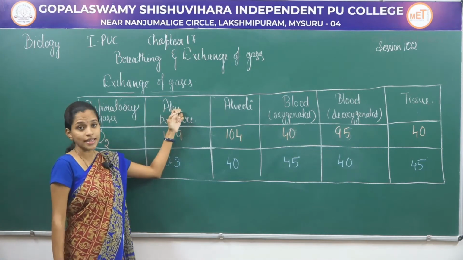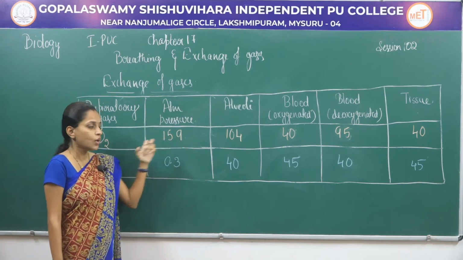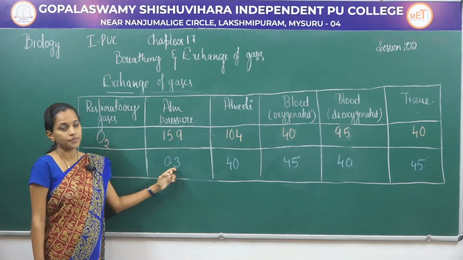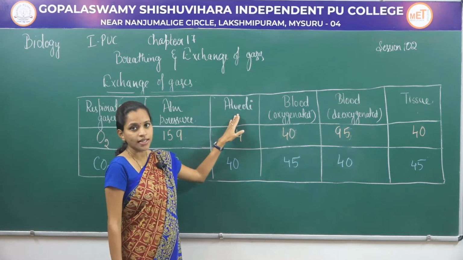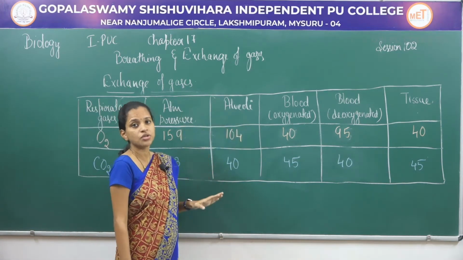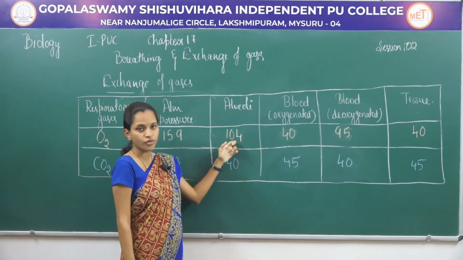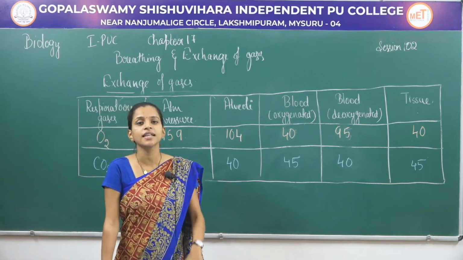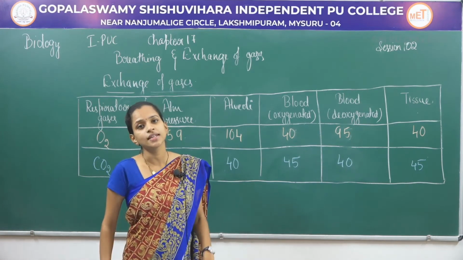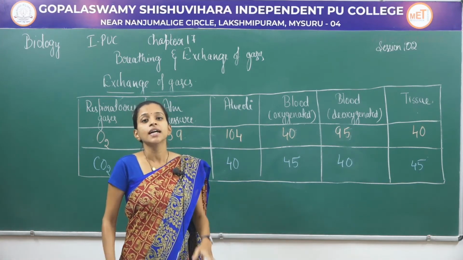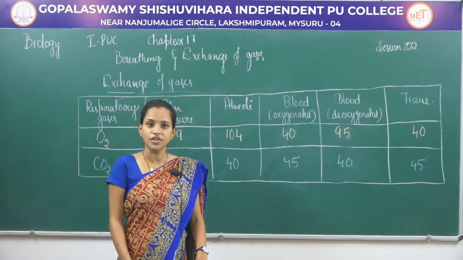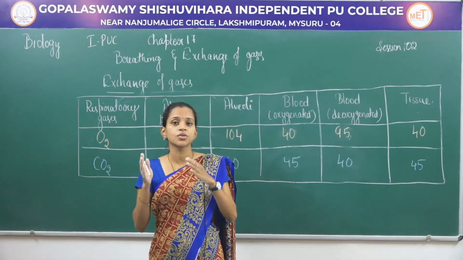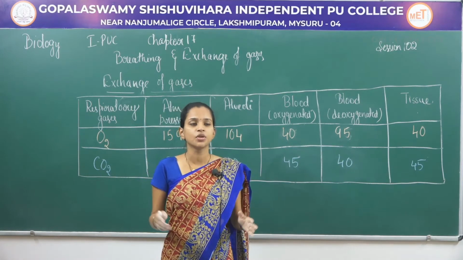oxygen partial pressure in the atmosphere will be 159, whereas carbon dioxide partial pressure in the atmosphere will be 0.3%. Now when it comes to alveoli, the partial pressure of oxygen will be 104, that of carbon dioxide will be 40. Exchange of gases in any part of your body or between the respiratory system and the atmosphere takes place by a process of diffusion. So what is diffusion? Movement of molecules from higher concentration to lower concentration is termed the diffusion process.